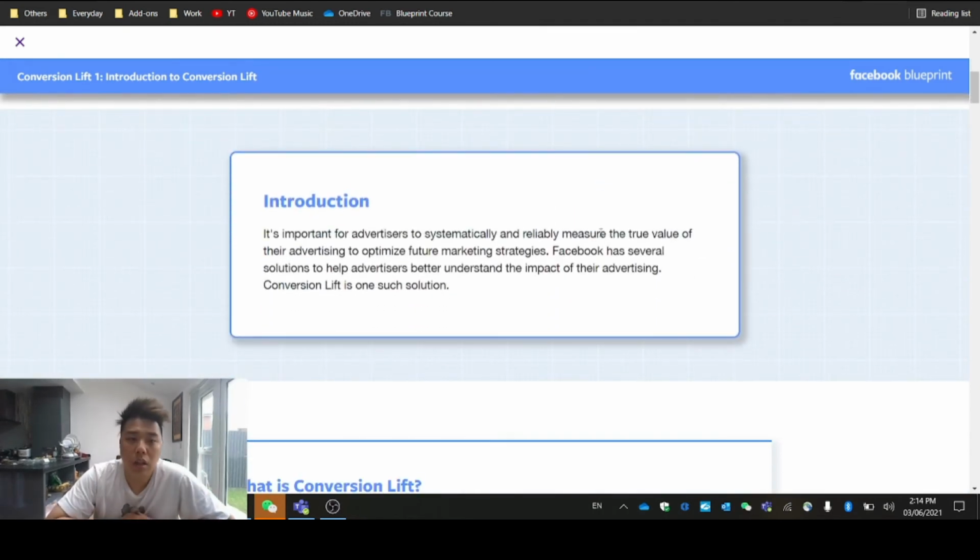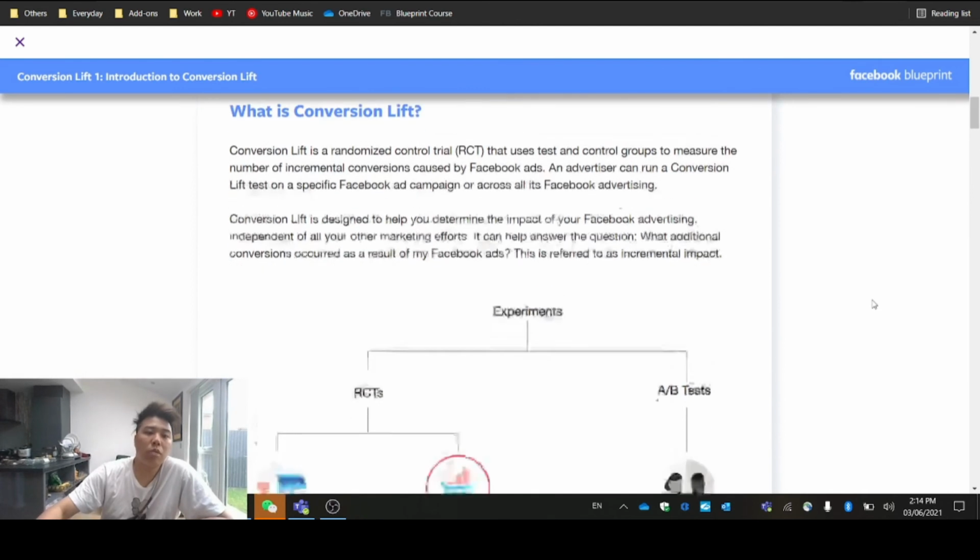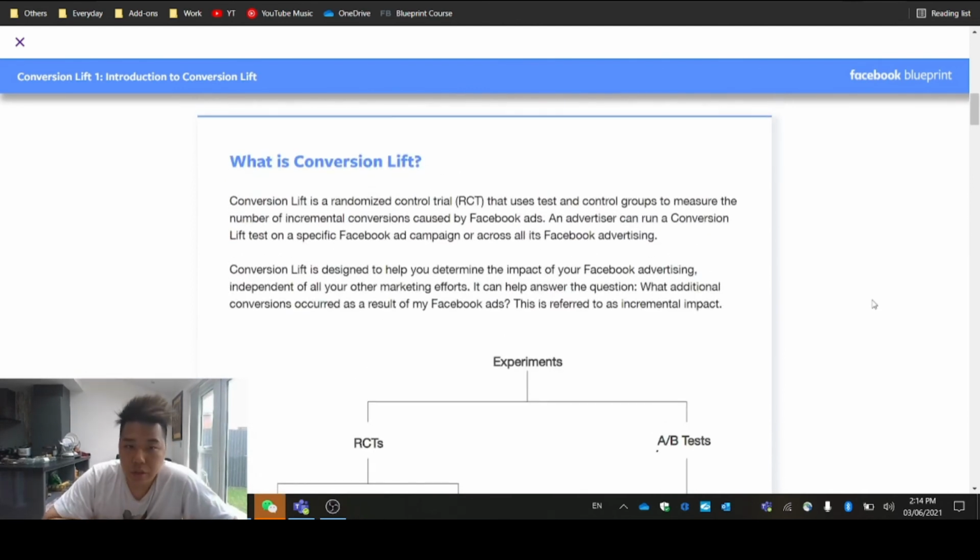It is important for advertisers to systematically and reliably measure the true value of their advertising to optimize future market strategy. Facebook has several solutions to help advertisers better understand the impact of their advertising. Conversion lift is one such solution. What's conversion lift? It's a randomized controlled trial that uses test and control groups to measure the number of incremental conversions caused by Facebook ads.